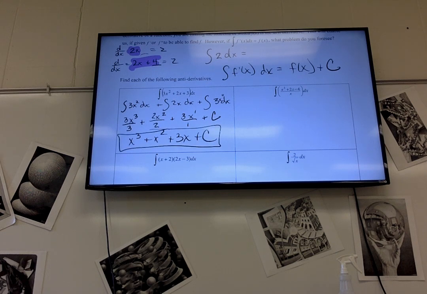Not too hard. No, I think, until we get to the next page. Until you decide to give me cosine and sine. Oh my goodness. Well, that's on the next page.